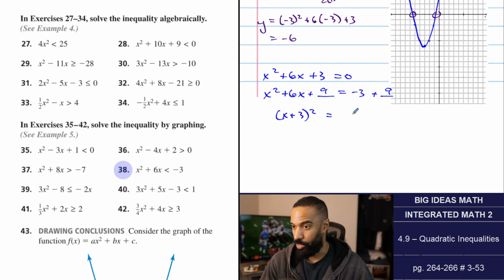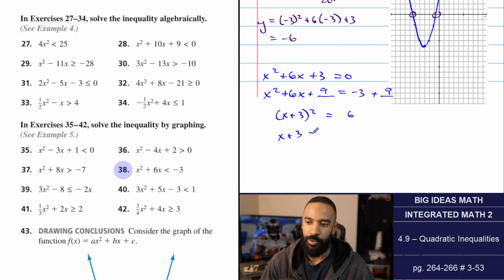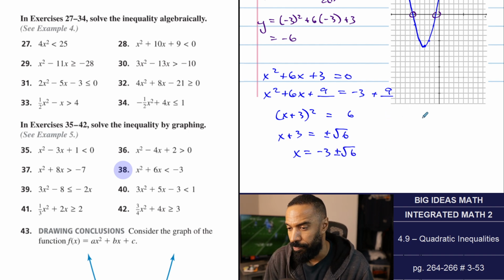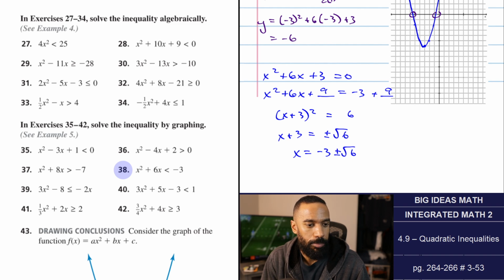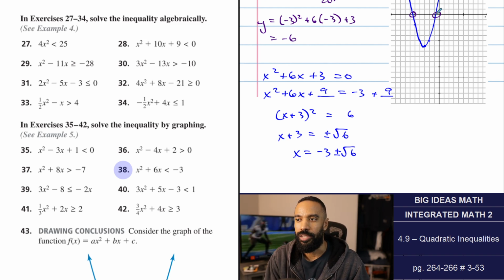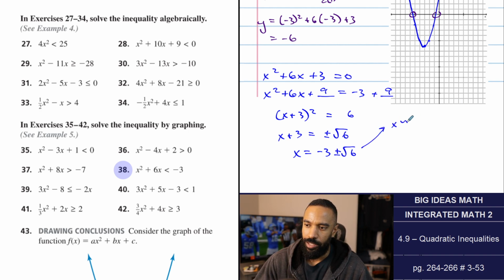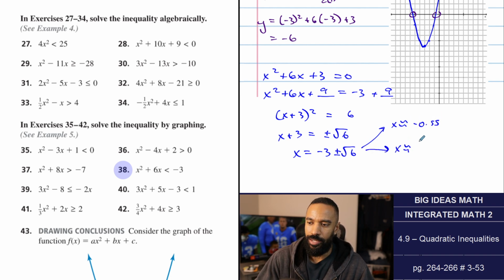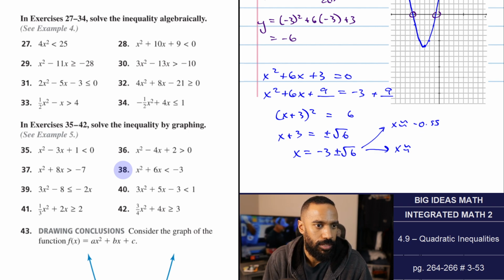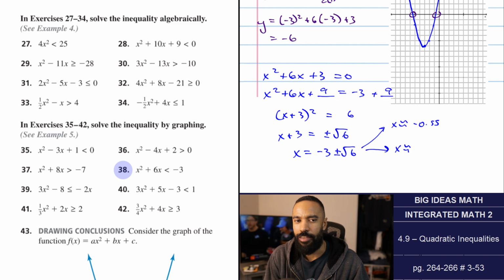This factors down to x plus 3 quantity squared, and that number 6. Take the square root of both sides. We get plus or minus square root of 6. Subtract that 3 over. You get -3 plus or minus the square root of 6. Now, approximating those, I can't help you. The calculator will have to. -3 plus square root of 6 is negative. Oh, it's still negative. Oh, yeah, duh. Negative 0.55. And then this other one, -3 minus root 6, is negative 5.45.